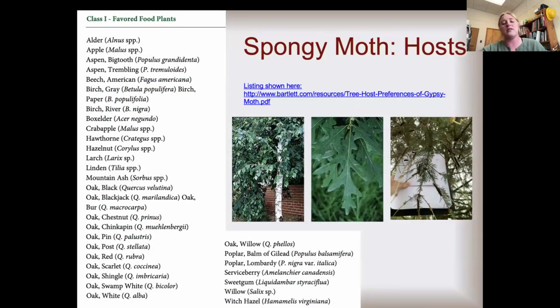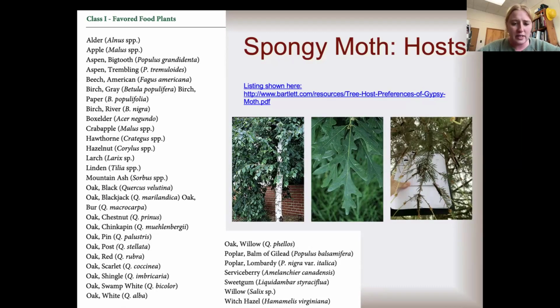Now, talking about the host plants of spongy moth, there's a lot of different host plants. We label them in these 3 different classes. Class 1 is going to be their favored plants. These are trees and shrubs that all stages of the caterpillar, the life stages, will feed on. And this is quite the list. You can see they'll feed on overstory trees like oaks and willows, and they'll also feed on some understory like alder and hawthorn as well.